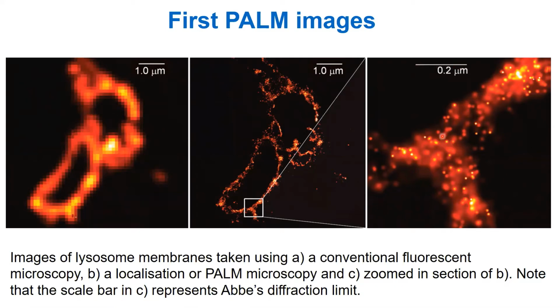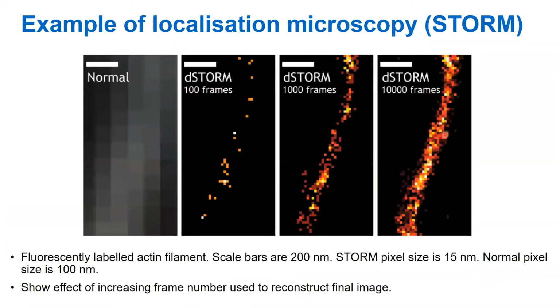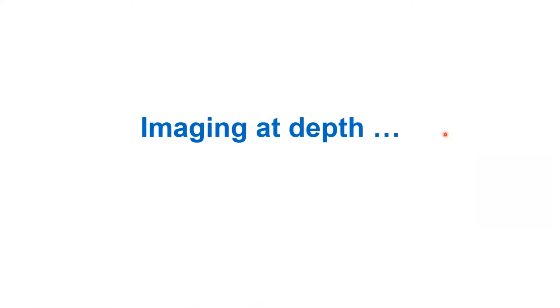And you can see features far smaller than that in there. And again, some images taken showing a sort of STORM version of this, where you can see some incredibly small features in your sample. So that's really where the field's been pushed in the last 10 years or so in terms of the smallest features that we can image.